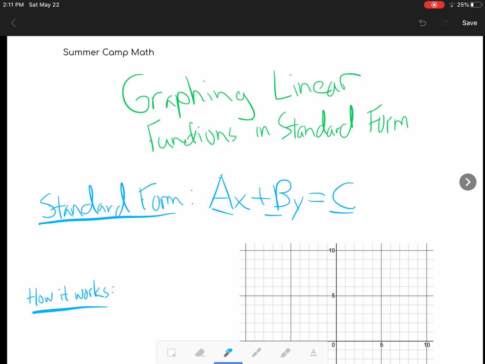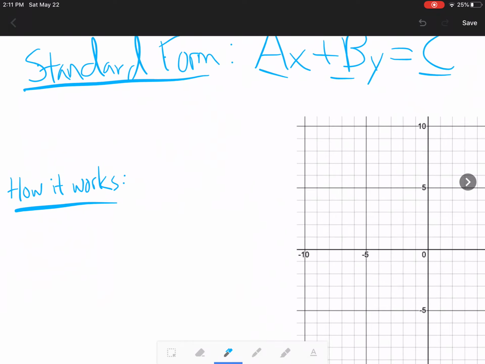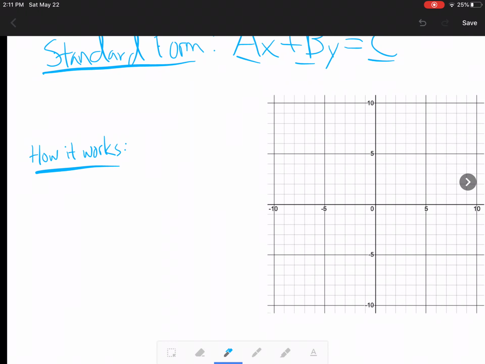Now, we're not going to be limited to that sort of definition of standard form because sometimes you're going to see it in different looks. And the goal here in this unit is just to take a look at, no matter how I'm given the equation, how can I find the line and how can I do it as easily as possible? And that gets us to how this whole thing works. It works by finding intercepts.